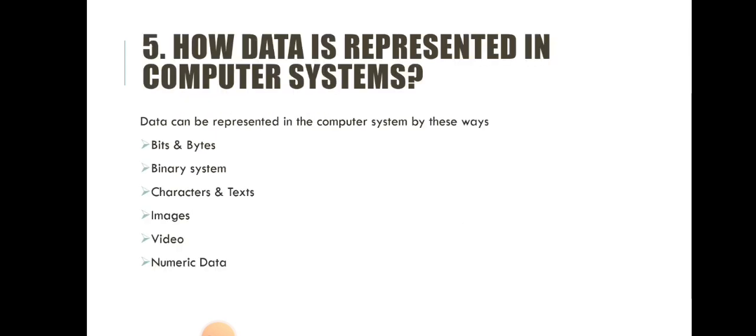And the fifth main heading is how data is represented in a computer system. Data can be represented in a computer system in these ways: bits and bytes, binary system, characters and text, images, videos, and numeric data.